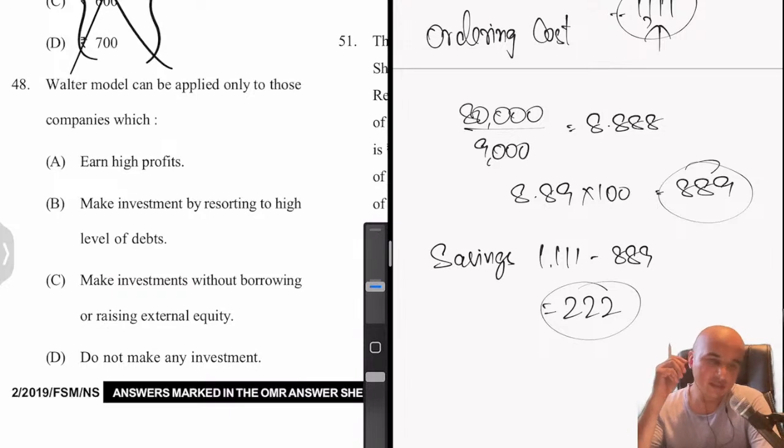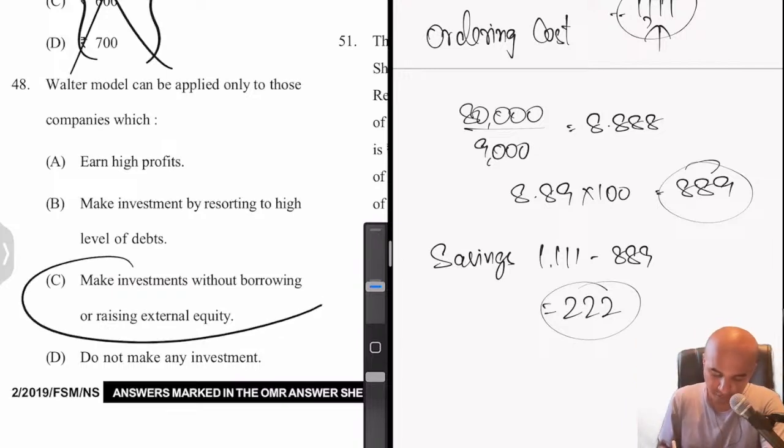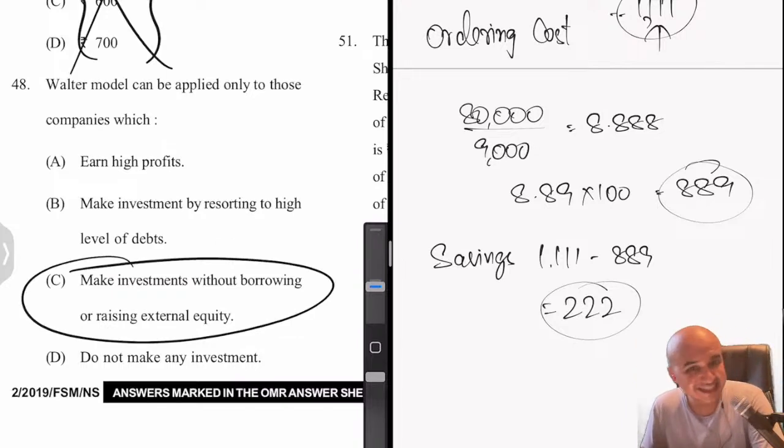See, Walter's model can be applied to only those companies which make investments without actually borrowing or raising external equity, because the model in fact assumes that the company's only source of capital is equity share capital. The model also assumes that the company will utilize its retained earnings only to finance its future investments. When that is the case, we cannot have any other option as the answer except option C.